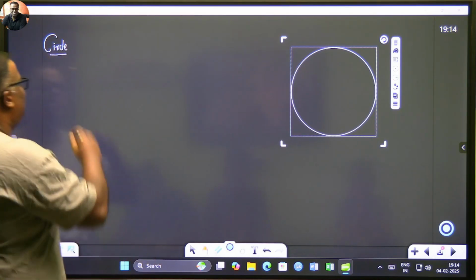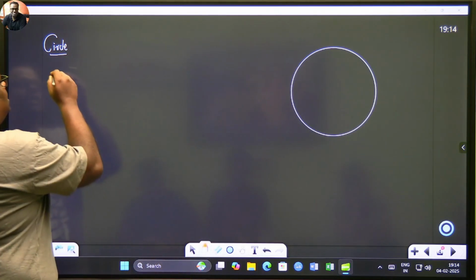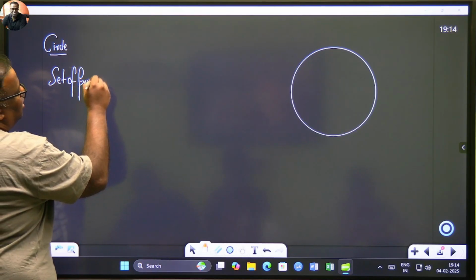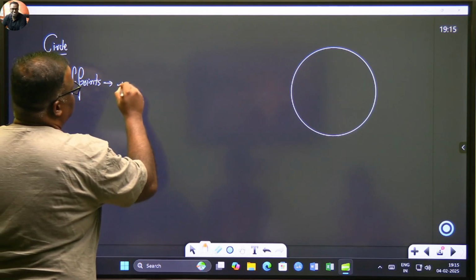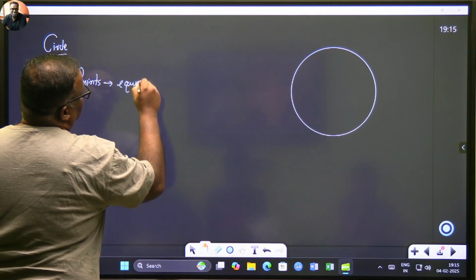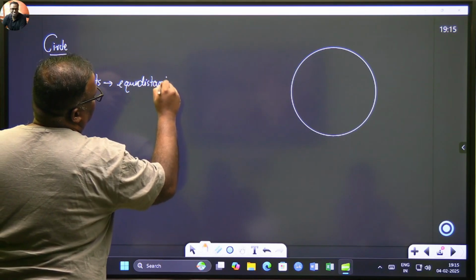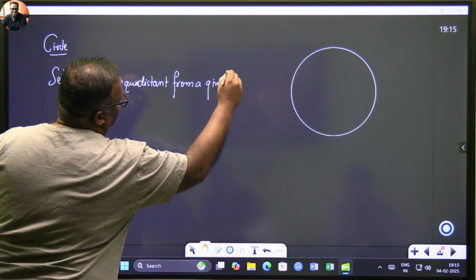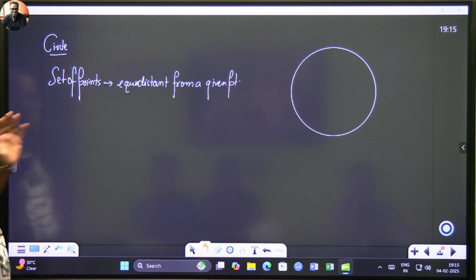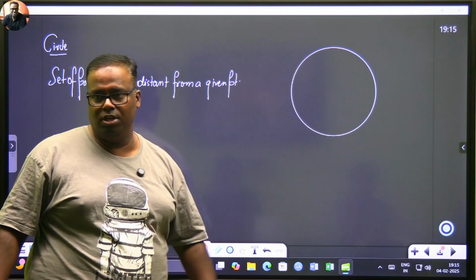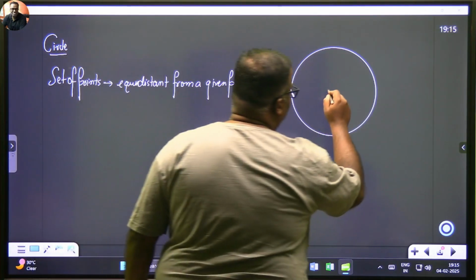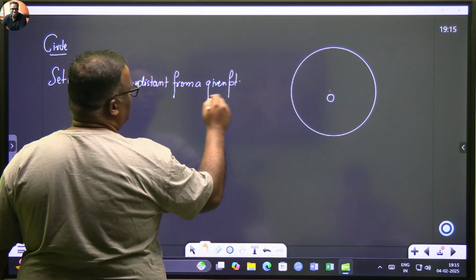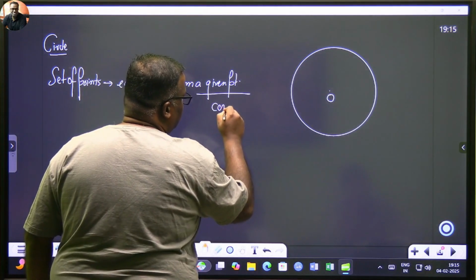Okay, what is a circle? We define a circle as a set of points, and here I will write the criteria is that they should be equidistant from a given point. Does that make sense? Circle is a set of points which is equidistant from a given point, right? And that given point is known as the center of the circle. Let O be the center of this circle.